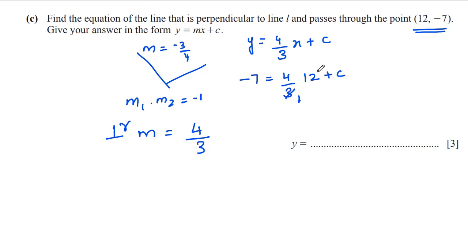-7 equal to 4 by 3 into 12 plus c. So 3 1s are 3, 3 4s are 12. So -7 equal to 16 plus c. c equal to -23. Now if we substitute in this, the equation of the line is y equal to 4 by 3 x minus 23. So this is the answer.